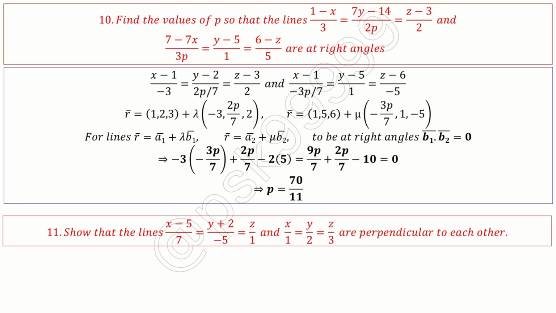Show that the lines (x minus 5)/7 = (y plus 2)/minus 5 = (z minus 1)/1 and x/1 = y/2 = z/3 are perpendicular to each other. Again, they are in the proper form, so you just need to take b1 dot b2. So 7 into 1 is 7. Minus 5 into 2, minus 10. 7 minus 10 is minus 3. Minus 3 plus 1 into 3, 3. Minus 3 plus 3 is equal to 0. So they are perpendicular. Simple.